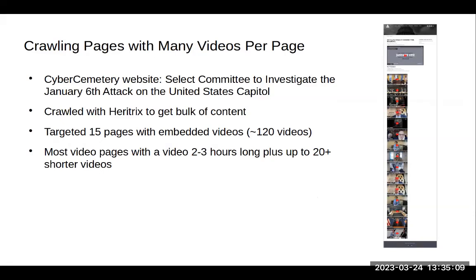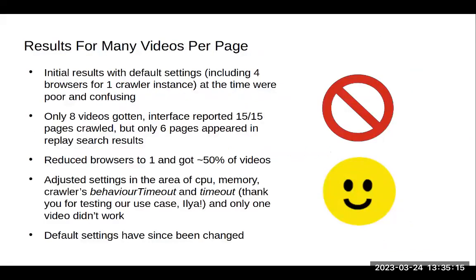Most of these pages had a video that was about 2 to 3 hours long, and then 20 plus shorter videos. My initial results crawling this with Browsertrix Cloud, using the default settings of 4 browsers for one crawler instance, which was the default at the time, were very bad and confusing. I only got 8 of the 120 or so videos. The interface reported crawling 15 of the pages, but only 6 of them actually appeared in the replay search results.